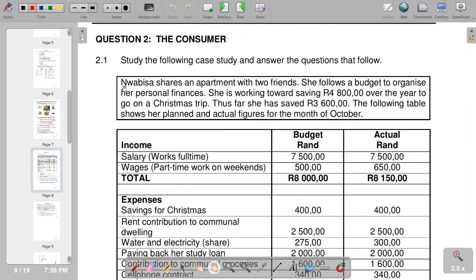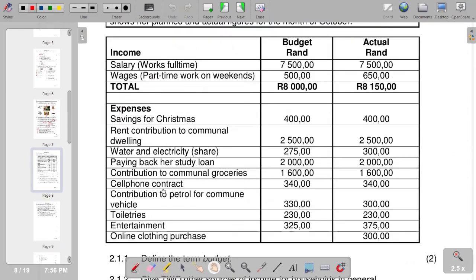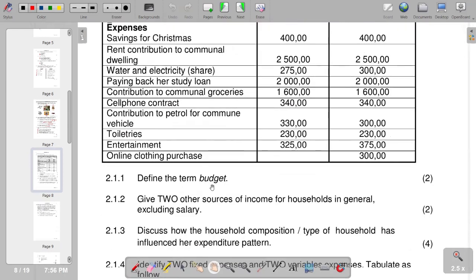So of course, we are given a case study that we need to read through. Then after going through, the first question is define the term budget. We know that a budget basically is an estimate of income and expenditure for a set period of time. Or we can say it comes as a written or printed material, which is in quantities. So it's a plan that helps you to see how much money you have, how much money you want to spend and how much you can save. So that's the description that we have in terms of budget.